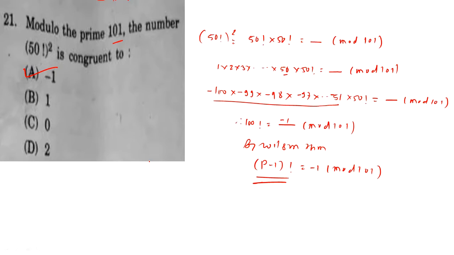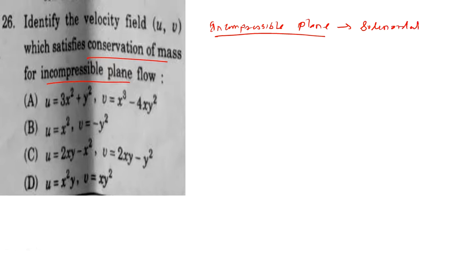Let's move to the next question. Question number 26: Identify the velocity field (u, v) which satisfies the conservation of mass for an incompressible plane. First of all, what is an incompressible plane? Incompressible means, in mathematics, this is called solenoidal. This is called a solenoidal plane.